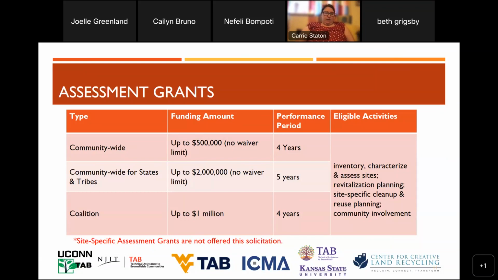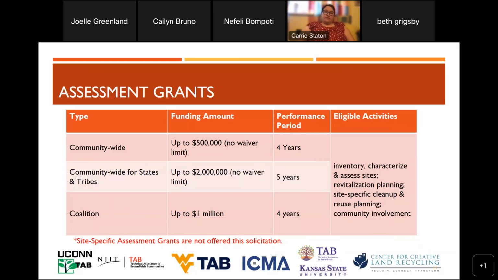There are 3 kinds of assessment grants this year. Community-wide, which are the most common. You can apply for up to $500,000 this year, and they did change the period of performance from 3 years to 4 years. Once again this year, for the second time, we have community-wide grants for states and tribes. So only recognized federal tribes and state agencies are eligible to apply for up to $2 million over a performance period of 5 years. And coalition grants are back this year for up to $1 million with some significant changes in eligibility. And I'll talk about that in a minute. And those are also over a period of 4 years.